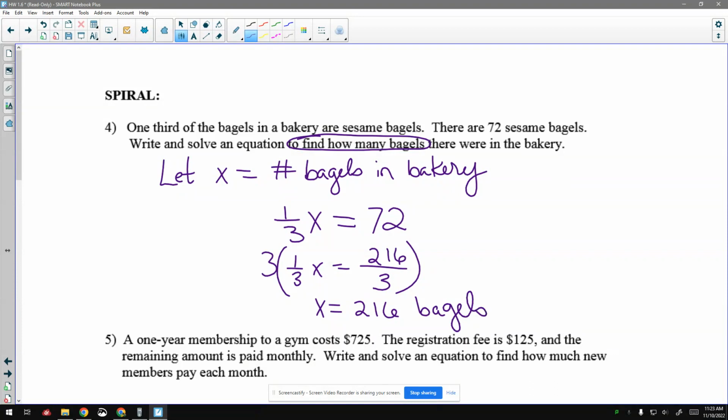I'm going to check that by taking it all the way back to the words, because I saw people on the quiz check their equation and it was right, but the equation was wrong. So 1/3 of the bagels in the bakery. So I'm going to do 216 divided by 3 or times 1/3 is 72. There are 72 sesame bagels. So I got that right.